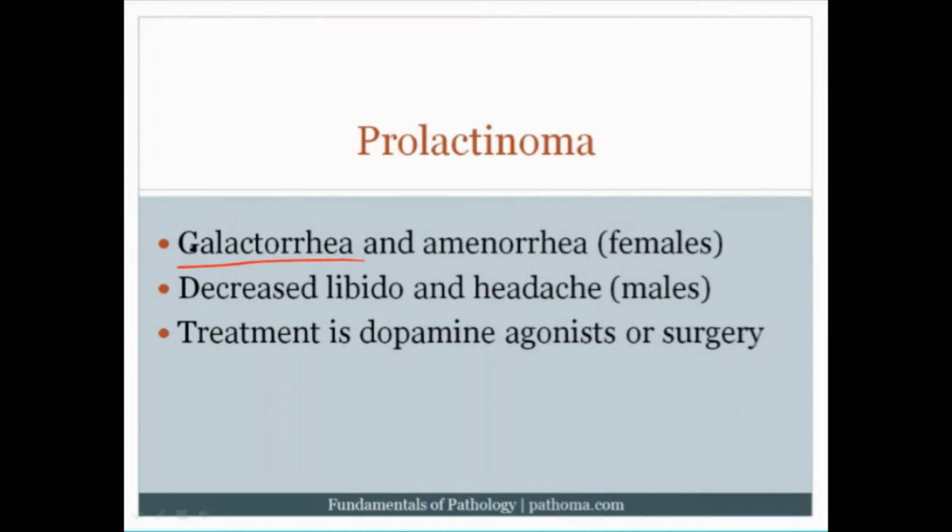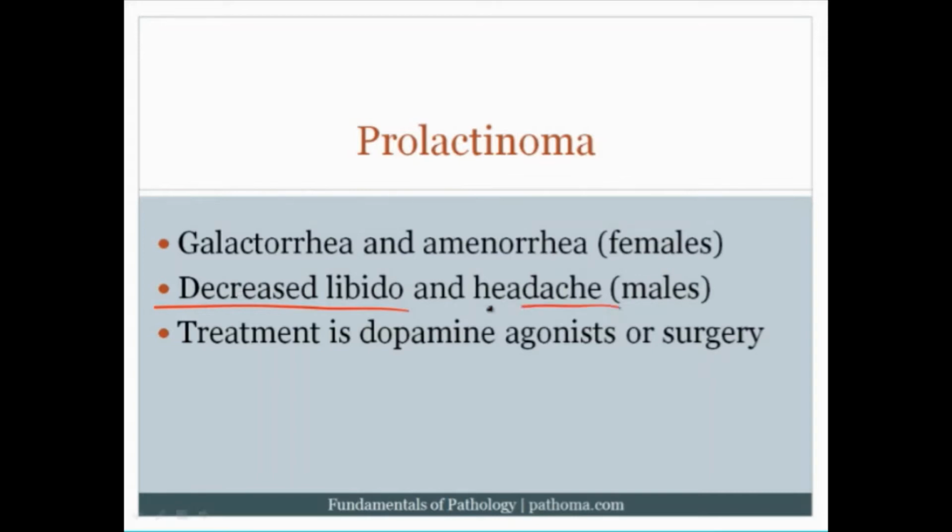In addition, recall that prolactin inhibits GnRH synthesis and release. Now, if you don't have GnRH synthesis and release, you're not going to get FSH and LH release. And therefore, that's going to result in amenorrhea in females. So these are the two key findings in females. In males, a prolactinoma would result in decreased libido. Again, prolactin would inhibit GnRH release, which would then reduce the release of FSH and LH, and so that would result in decreased libido in the male.